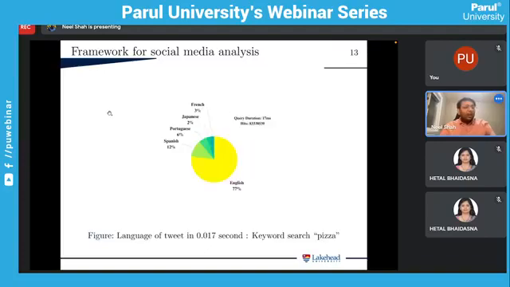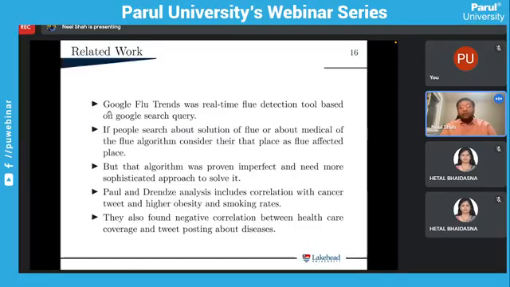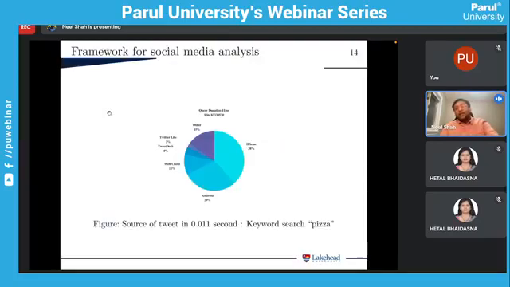This is another kind of result, where we search for another keyword based on a language. Here we try to do the same thing based on a source, like whether it's coming from the iPhone or API or TweetDeck or a web client or Android and many other things. After that, this is the infrastructure that we created.